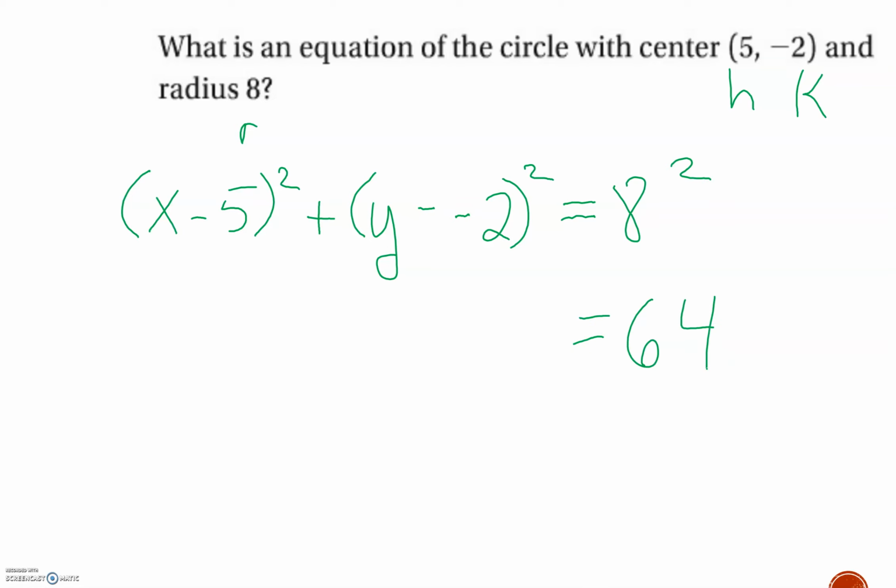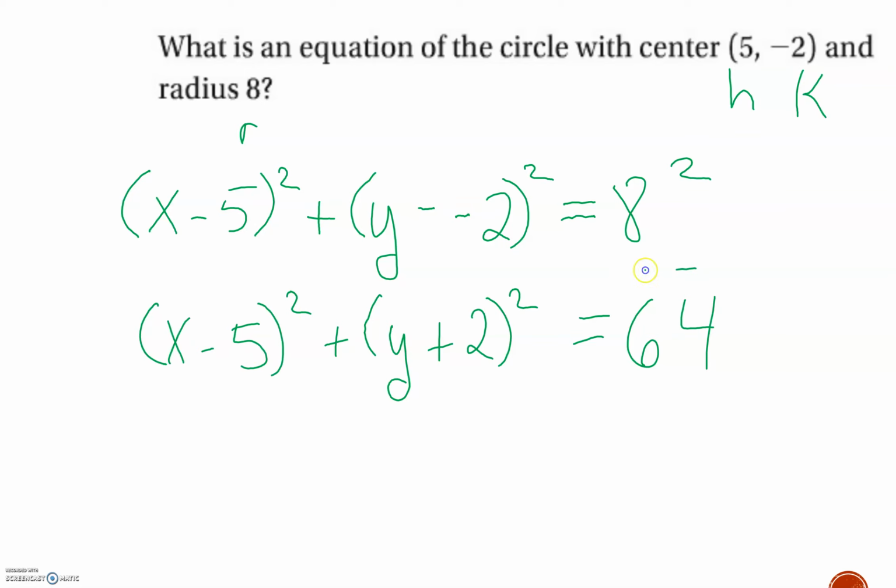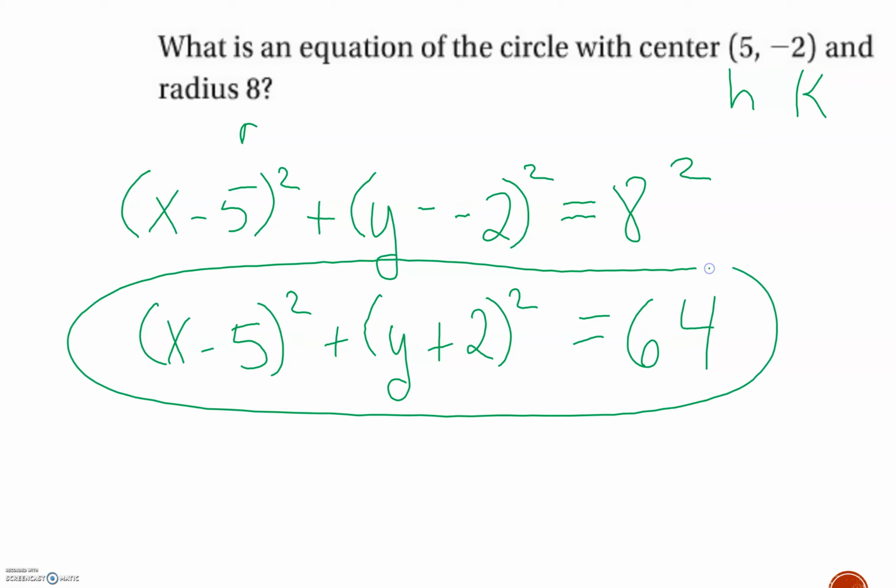And in that parenthesis with a y minus negative 2, we're subtracting a negative. So that's like addition, or that is addition. So we have y plus 2, the quantity squared. And our first parenthesis, nothing's going to change. So this will still be my x minus 5 in parentheses, and that quantity squared. So this here would be my final answer.